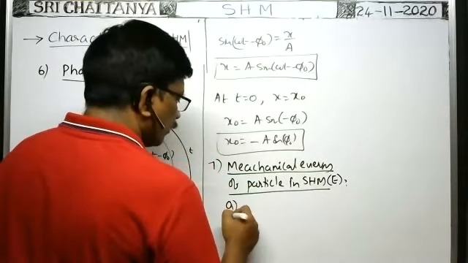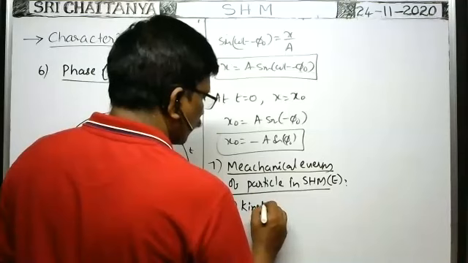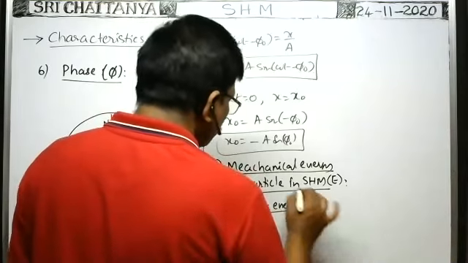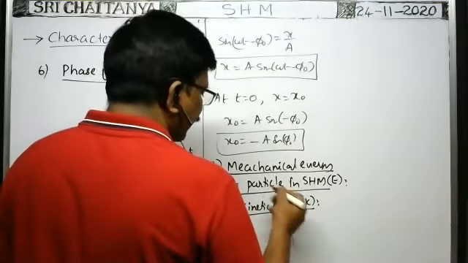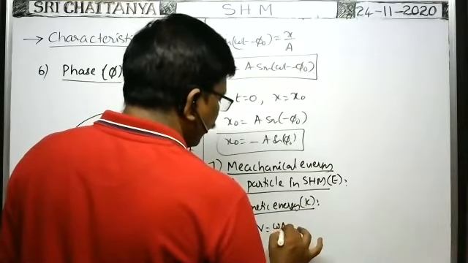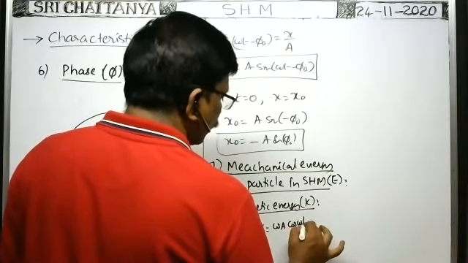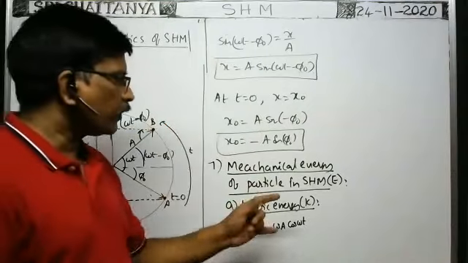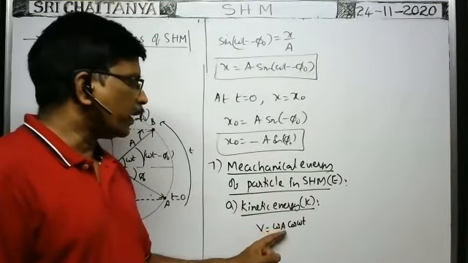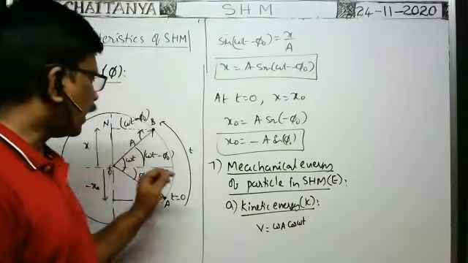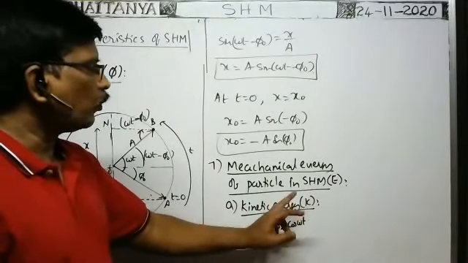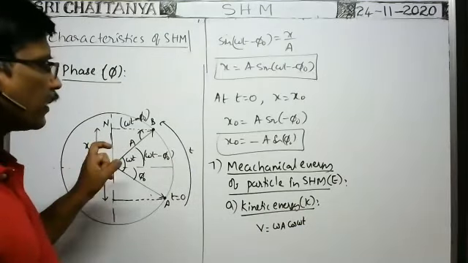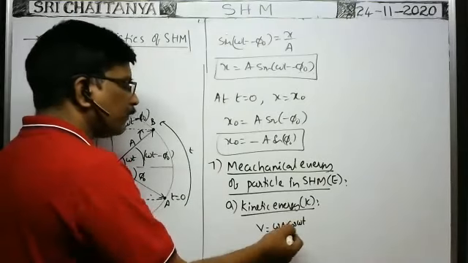So first, kinetic energy of the particle in SHM. We know the velocity of the particle at any instant of time t is given as omega a cos omega t. Am I right? When the motion of the particle is considered from the mean position, after any time t, the velocity of the particle is v equal to omega a cos omega t. At t equal to 0, the particle lies at the mean position. At that time cos 0 is 1, so velocity is maximum. So for a particle in SHM, while passing through the mean position, the particle has maximum velocity. At any instant of time, velocity is this one.